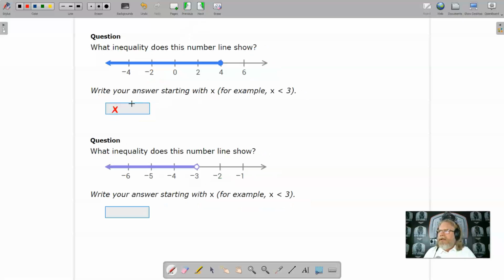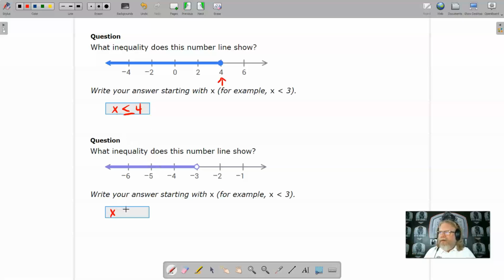Here we need an X and a number. That number is 4. Everything to the left on a number line is less than, so all these X's are less than 4. It is indeed a closed dot, so we can include the equality concept. It could be equal to 4, or it could be less than 4. So we would say X is less than or equal to 4.